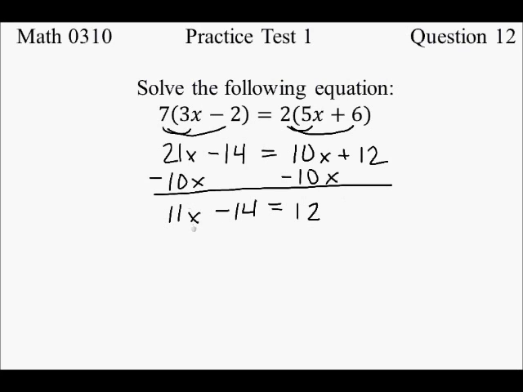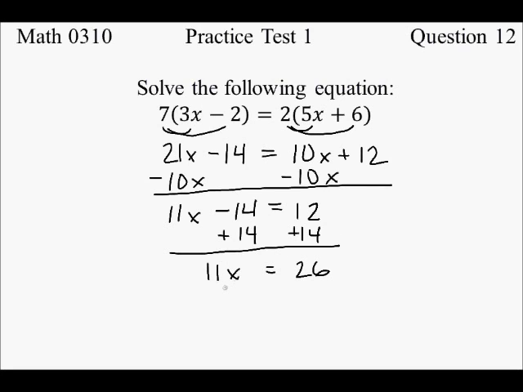Okay, if the x terms are on the left, we want to get everything else on the right, so we need to get rid of minus 14. Opposite of that is add 14. Adding 14 to both sides. So we get 11x by itself over here, and 12 plus 14 gives us 26.